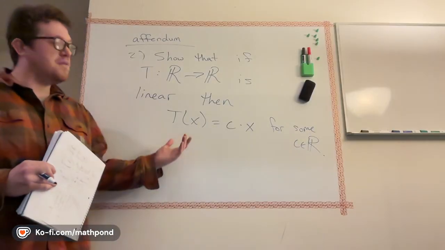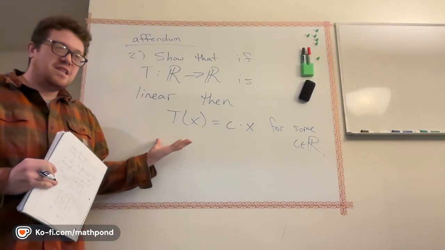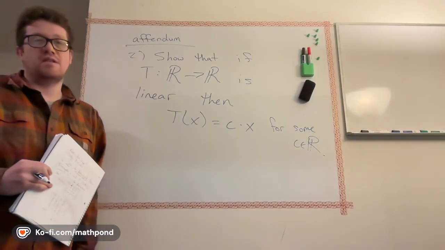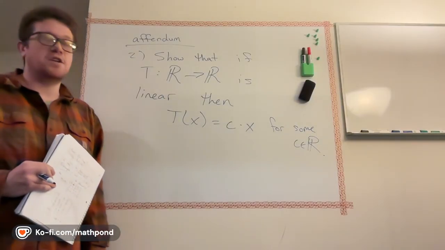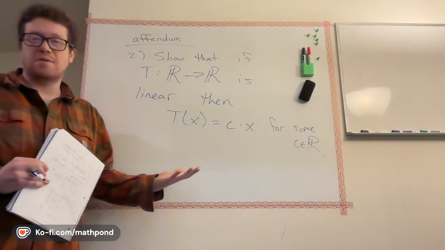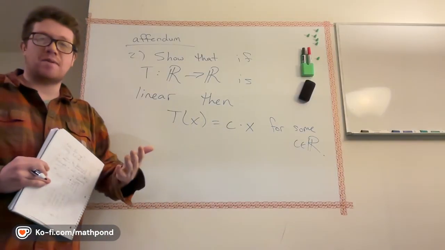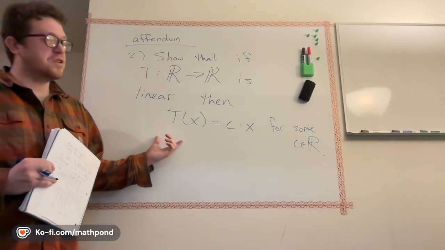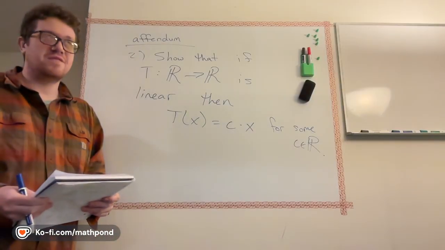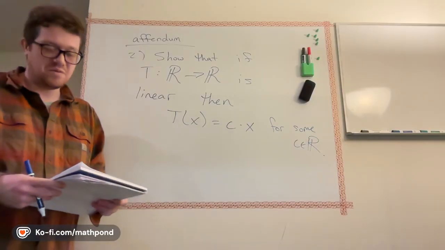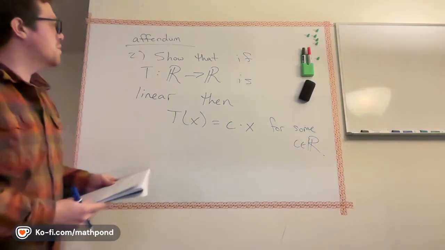So this is kind of, in some sense, the simplest non-trivial linear transformations that are possible. The simplest one possible would just be you have the 0 vector space mapping to 0 in itself, but this would be like the first non-trivial thing that you could do with vector spaces. So why is this true?